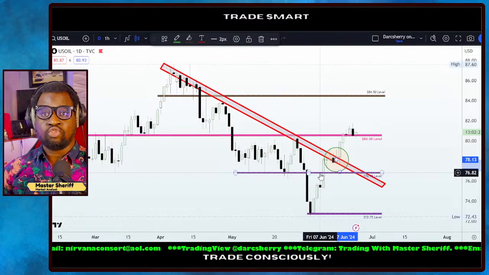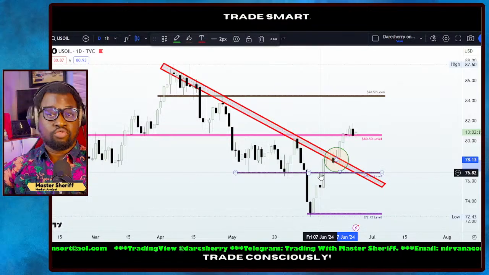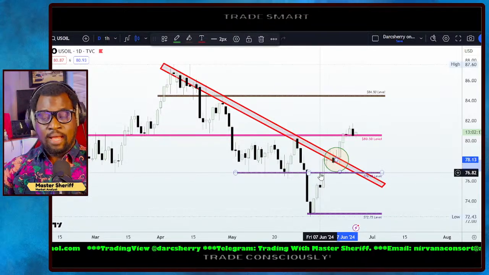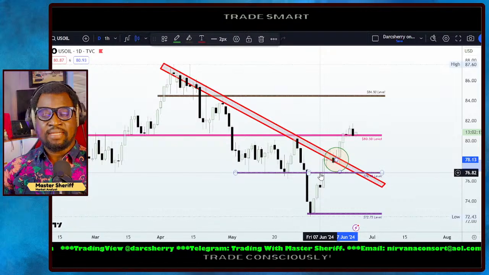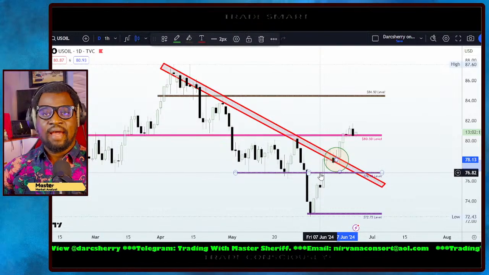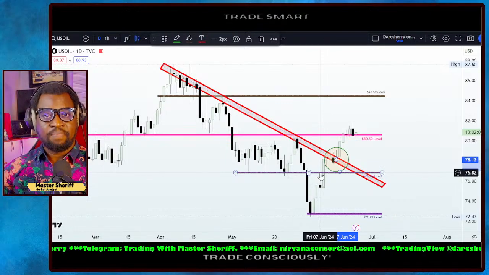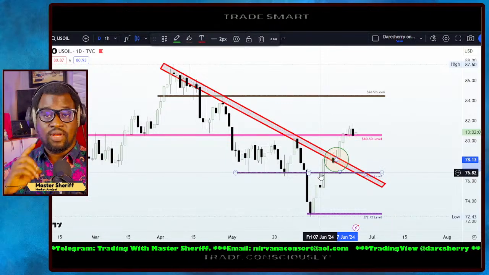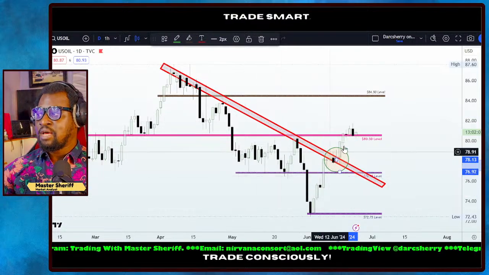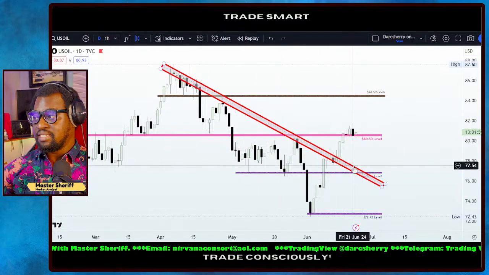So what they had to do is to go into the stockpile to meet the demand in the market. So what this simply means is that there is high demand, and when there is high demand for an asset or commodity, it is expected that price will continue to rise. So as a result of this, we saw price increase significantly, breaking out of that descending trend line.